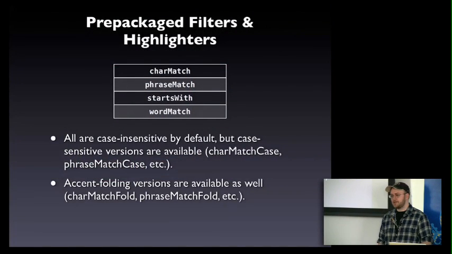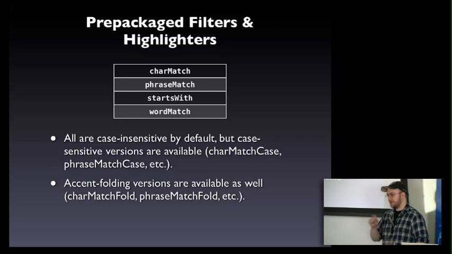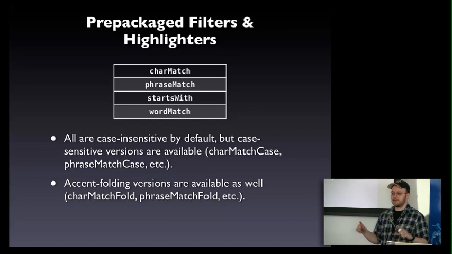So the prepackaged filters and highlighters that AutoComplete provides for you will probably cover most of the bases. You've got character matching, which will match individual characters. You've got phrase matching, start of string matching, and then word matching, which will match individual words within a string. And you've got these for both filtering and for highlighting, so they're equivalent. In addition to that, you've got case-sensitive versions, so you can be either case-insensitive by default, or you can specify that you want case-sensitive matching.